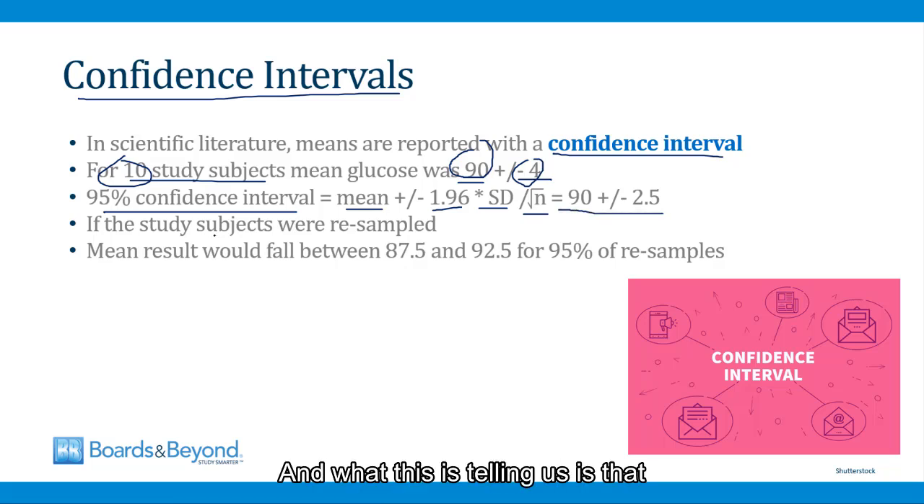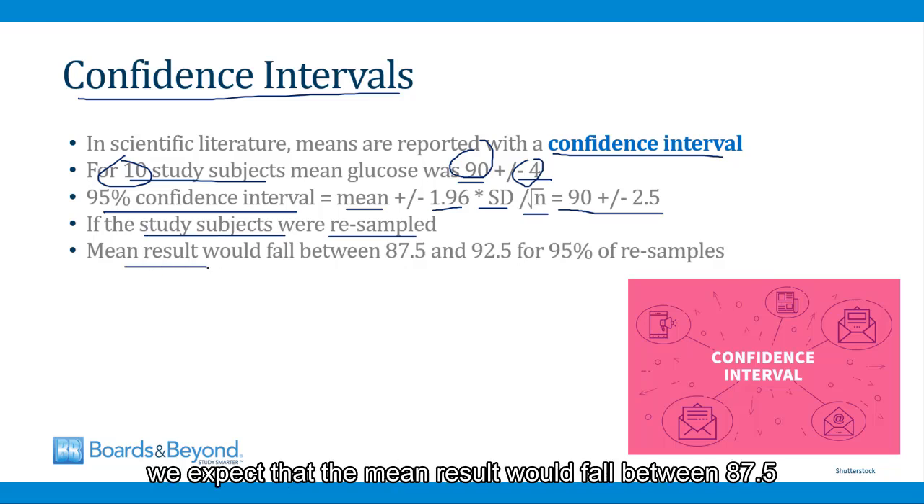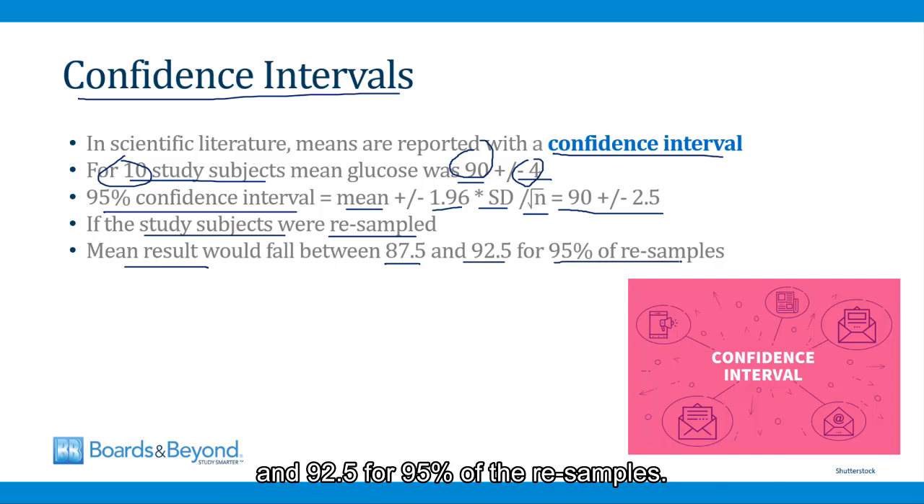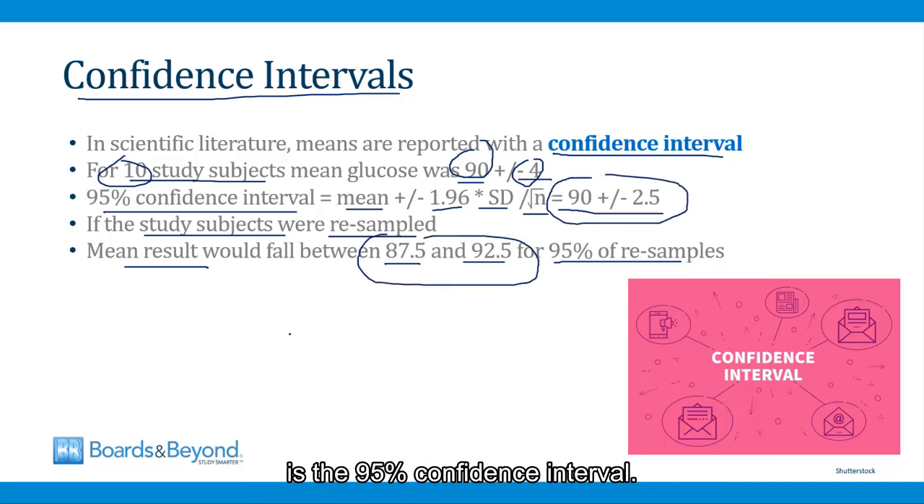And what this is telling us is that if the study subjects were resampled and we again calculated the mean, we expect that the mean result would fall between 87.5 and 92.5 for 95% of the resamples. This range, which is defined by these numbers here, is the 95% confidence interval.